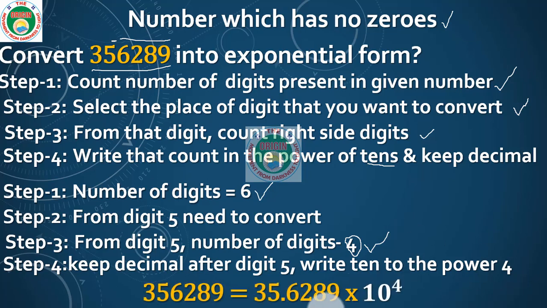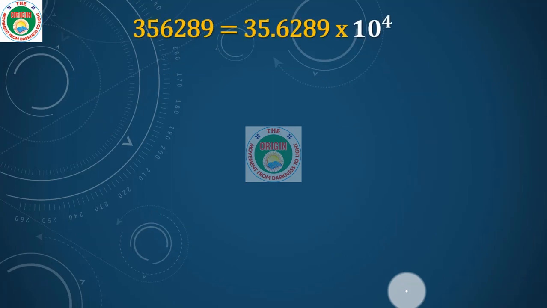Now the answer is 35 point. After 5 I keep the decimal point here. 35 point. What are the 4 digits here? 6289. 35.6289 into 10 power 4. So this is the process. This is also a positive exponent. For a number which has no zeros, you can convert that number into exponential form with 10 power exponent.